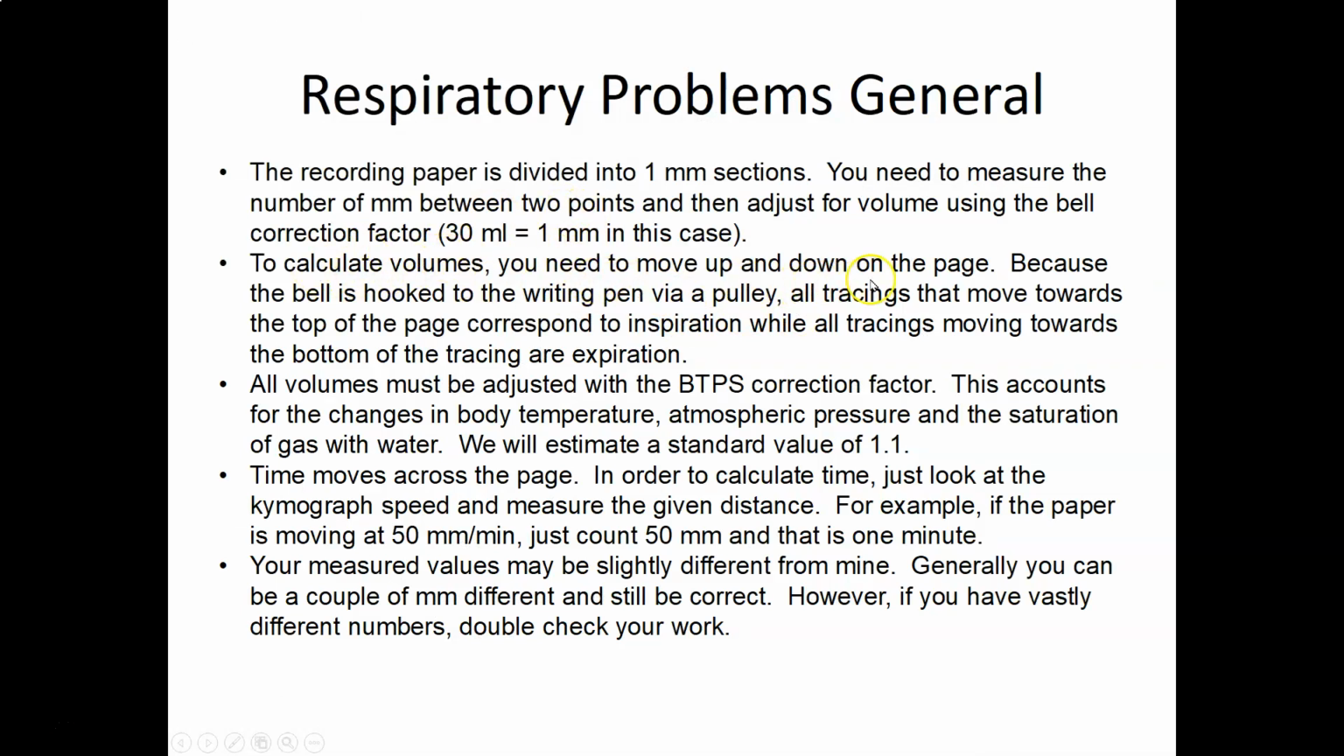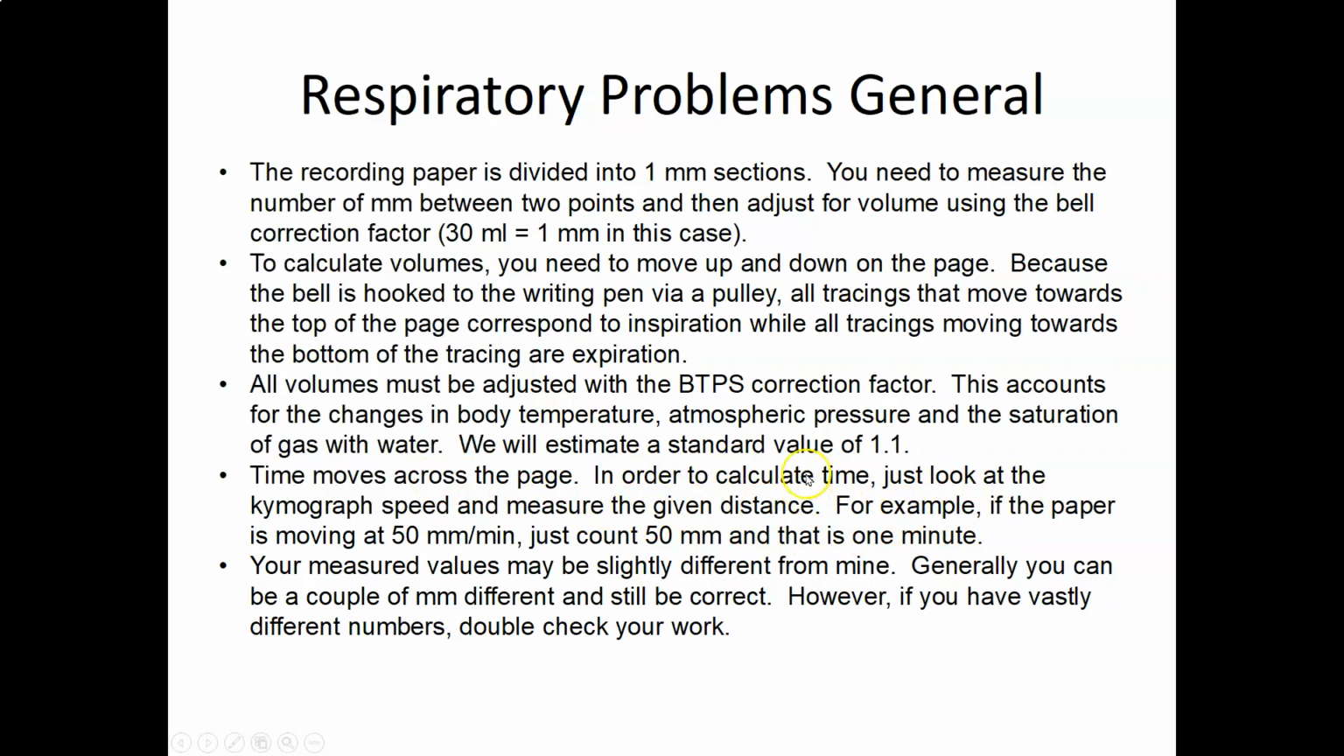So to calculate the volumes, we need to move up and down the page. So that's up and down, right? Because the bell is hooked up, as I said, to the pulley, it's going to be backwards. So inspiration is up and expiration is down. All volumes need to be adjusted to BTPS. We're going to assume it's 1.1. All volumes need to be adjusted to the Bell correction factor. That's for our respirometer. It's 30 mils equals 1 millimeter. All right. Time moves across the page, so we're going to have to note the paper speed.